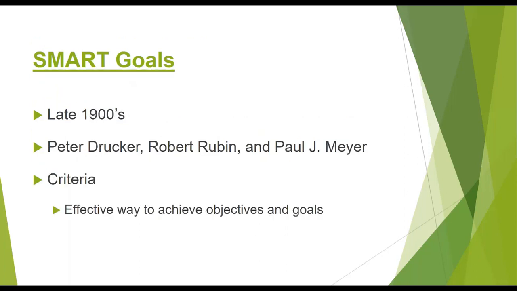The idea of SMART goals has been around since the late 1900s, so that's quite a while. There were educators and experts, people like Peter Drucker, Robert Rubin, and Paul J. Meyer, who all began to use this criteria as a way to explain an effective way to achieve goals and objectives.